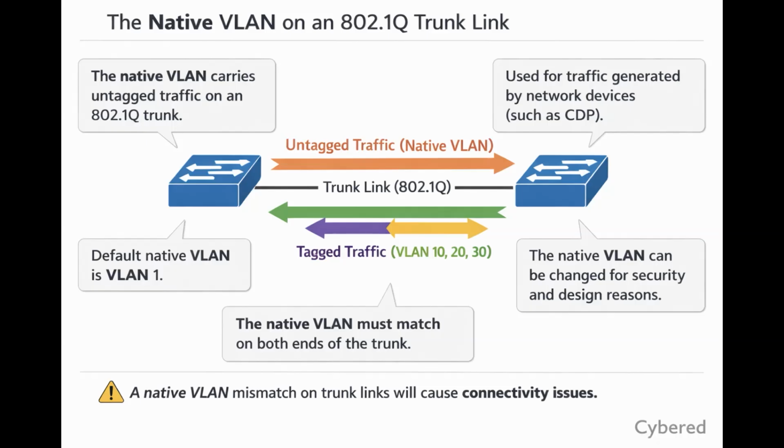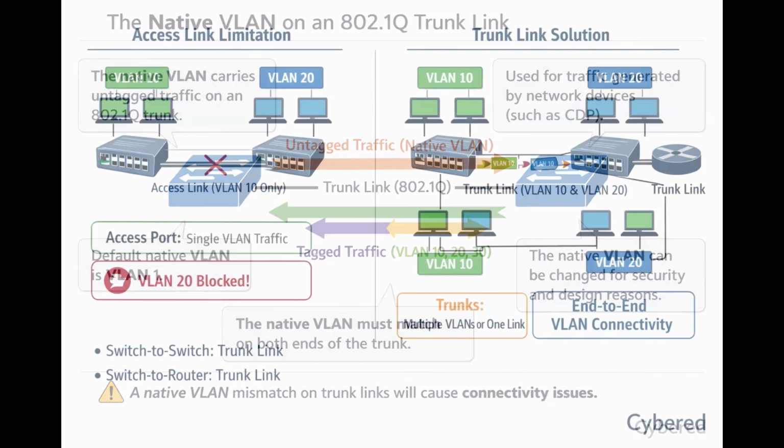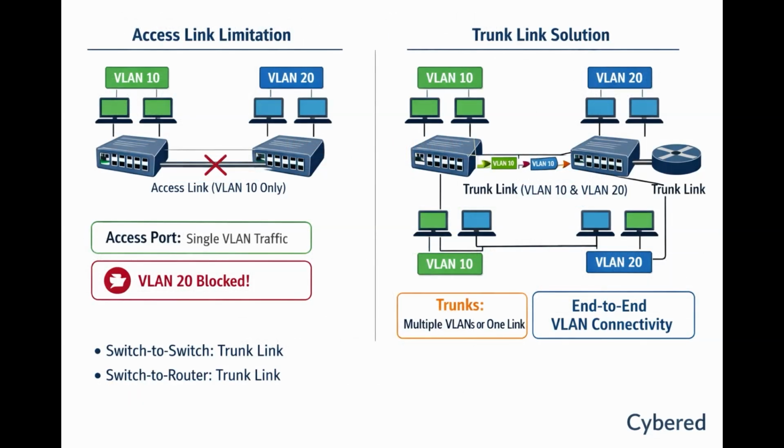With VLAN types understood, the next step is learning how trunk links allow multiple VLANs to span the entire network. Trunk interfaces are used to carry multiple VLANs over a single physical link, typically between switches or between a switch and a router. This solves the limitation of access ports, which can carry traffic for only one VLAN.